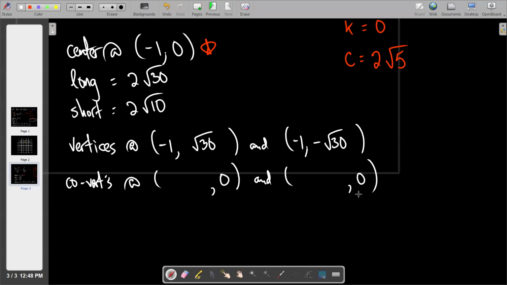And how far left and right do we go? Root 10. I don't care if we go left or right first. Let's go left first. What's my left co-vertex? It already starts at -1 to the left, and we have to go minus root 10 more. So we can't get away with the simplicity that we did with the main vertices because the main vertices started at 0. But when you start at a number, you have to express it as an addition or a subtraction problem. And so what's our co-vertex on the right going to be?